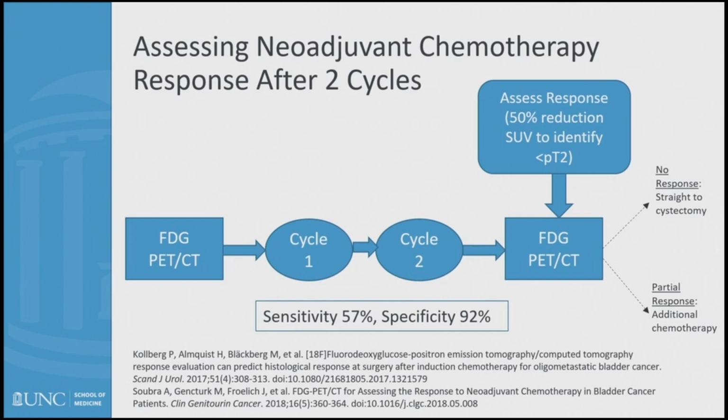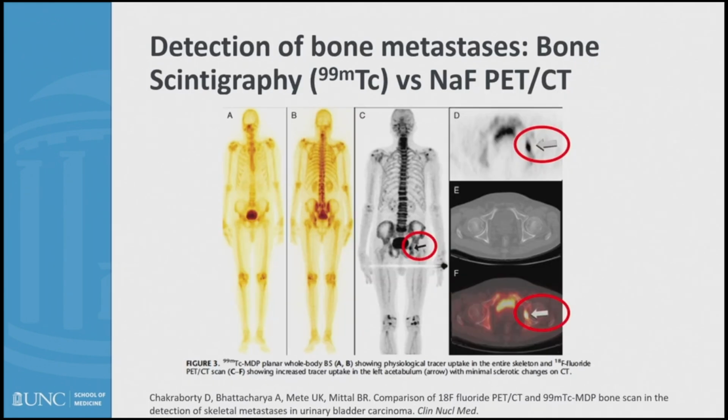Their thought process is, if there's no response on neoadjuvant chemo, probably no role in giving them more chemotherapy, and this is the subgroup that should go straight on to cystectomy. In those patients that do appear to be responding, they could continue to get their chemotherapy and then ultimately move on to surgery.